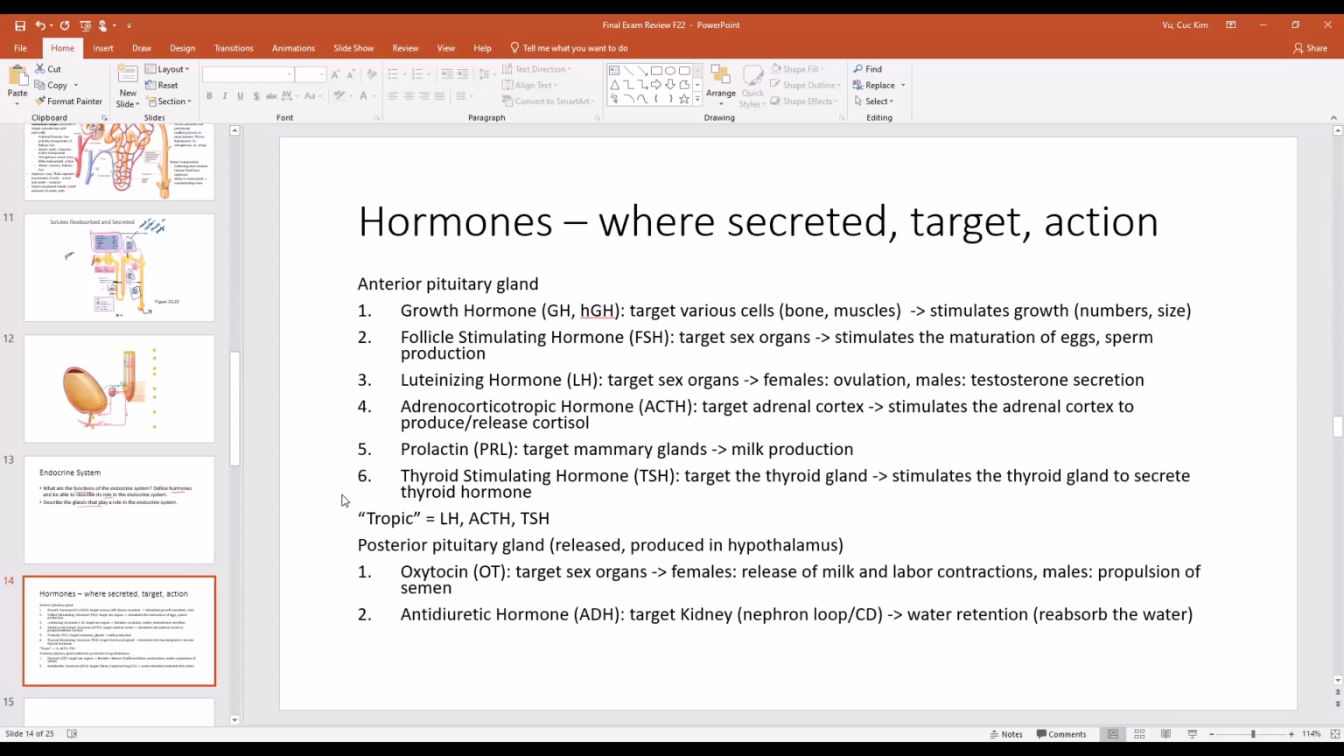Which 2 am I talking about? Oxytocin and ADH. Yes, ma'am. Okay. So for every other hormone, where they are secreted is where they are produced. The only 2 that do not fall into that are oxytocin and the antidiuretic hormone. So they're not produced in the posterior pituitary. Correct. Where are they produced? The hypothalamus, I guess. Yep, that's right.